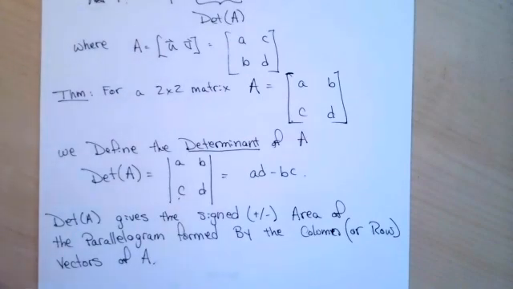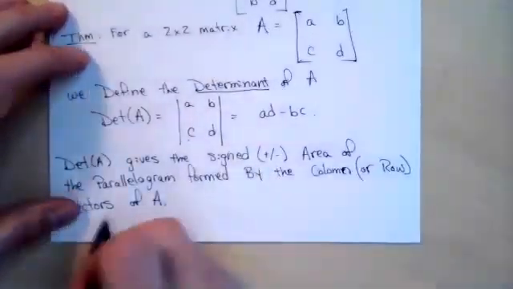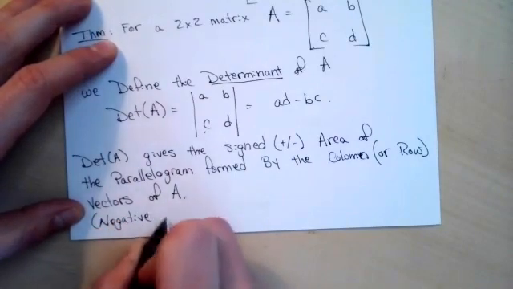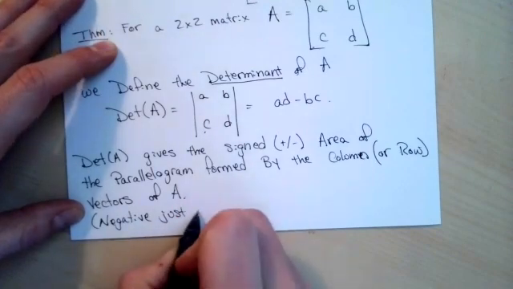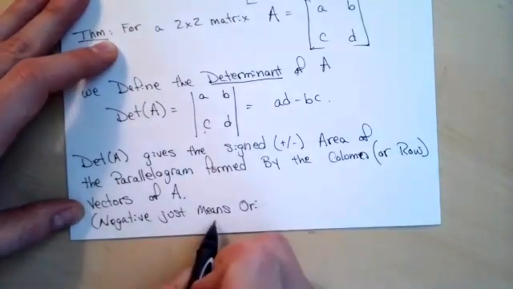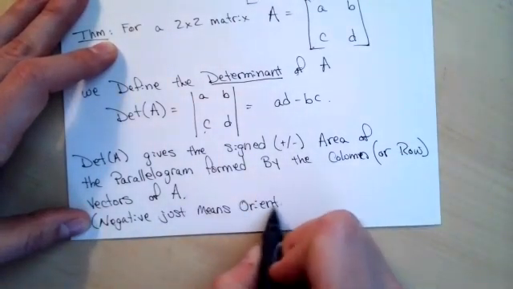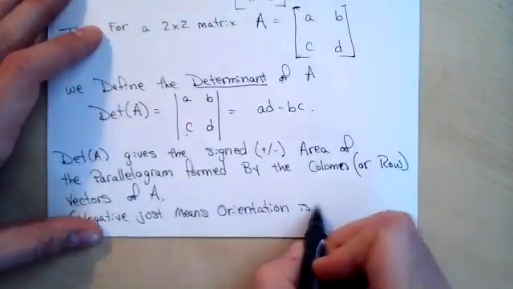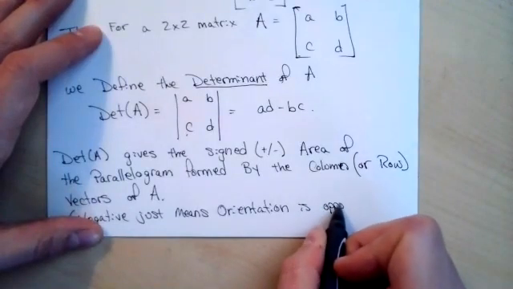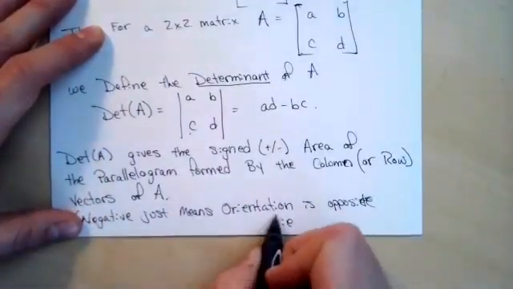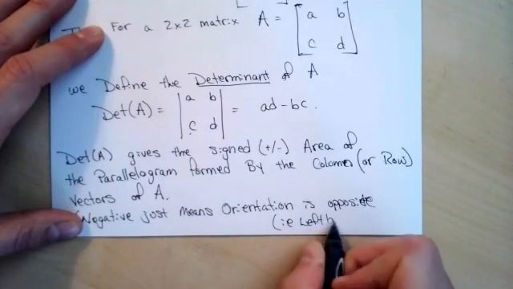Because what does this sign mean? What does it mean if I have a negative area, or if we get a negative value for a determinant? We'll just say the negative just means the orientation is the opposite. Sometimes we might call it a left-hand orientation.